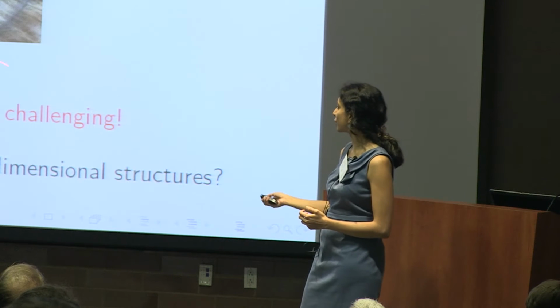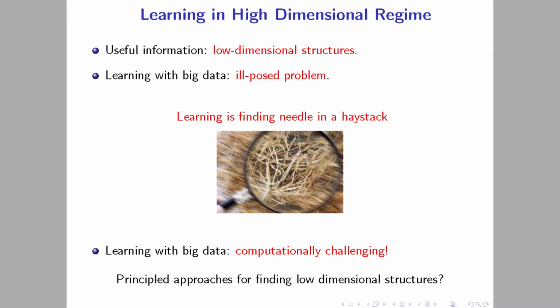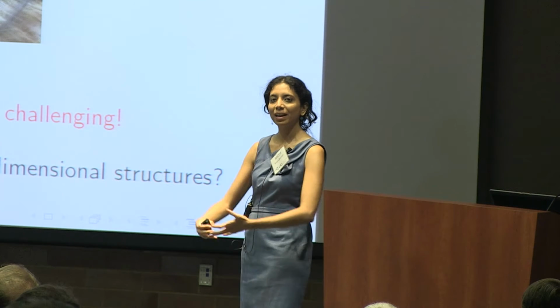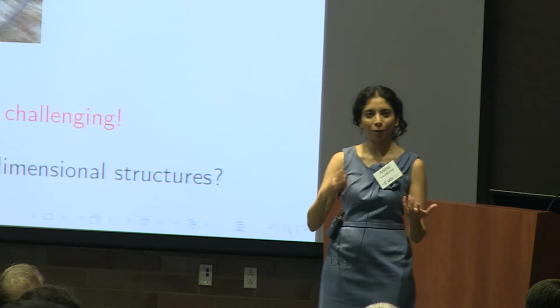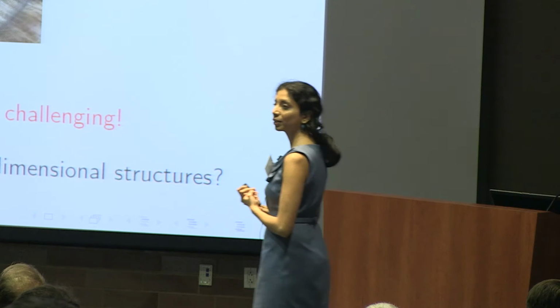So this is where the computational challenges arise, because there can be an exponential number of possible low-dimensional structures within this high-dimensional data. So how do I find this efficiently? How do I incorporate these constraints that I'm aware of to find this low-dimensional structure is what makes the problem challenging.